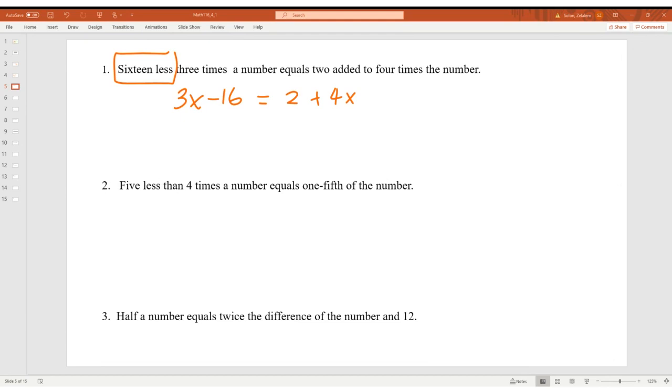Yeah, you had it back. So because it comes first, it doesn't mean it has to be first. So it says 16 less, so you are taking away 16 from the given expression. So 3 times a number, that is 3x, then you have 16 less. Okay. What about number 2 then? Good, Deborah. So number 2 is somehow similar.